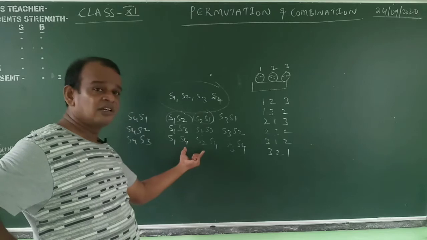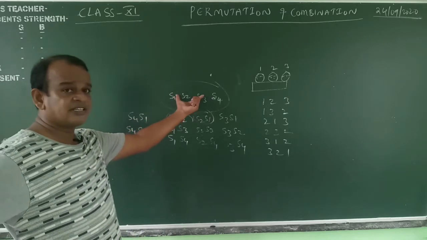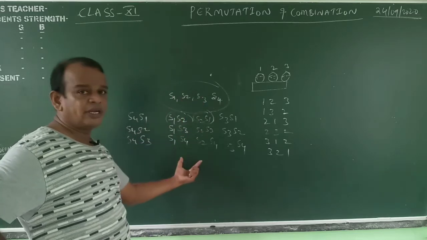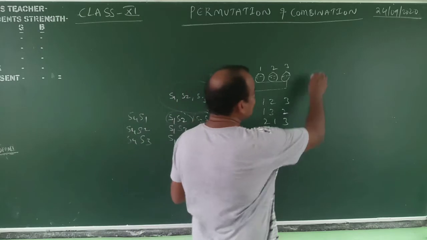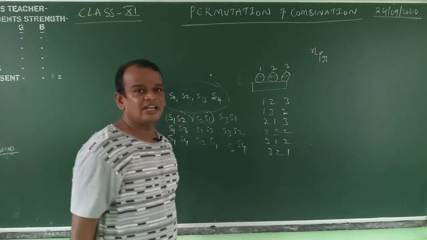These are the arrangements. The number of arrangements of n different things taken r at a time. Here taken 2 at a time, out of 4, taken 2 at a time, the formula is nPr.